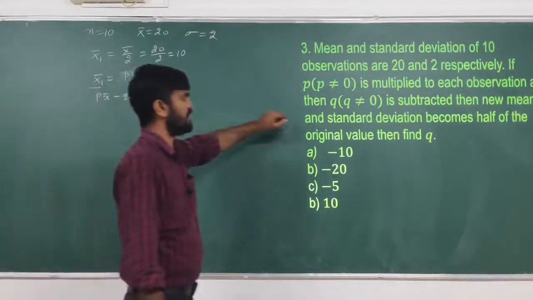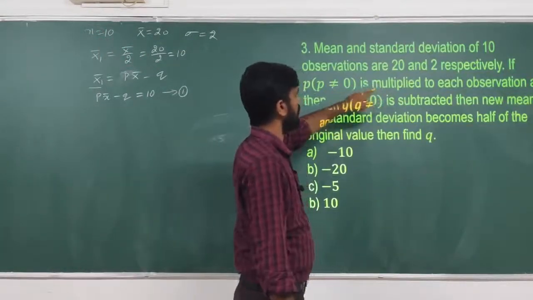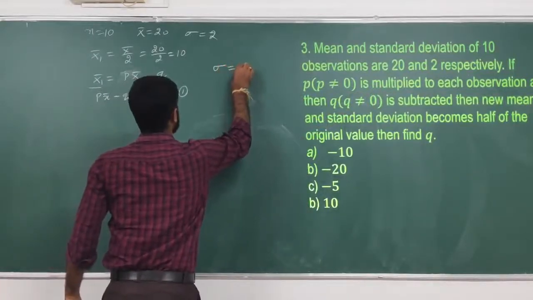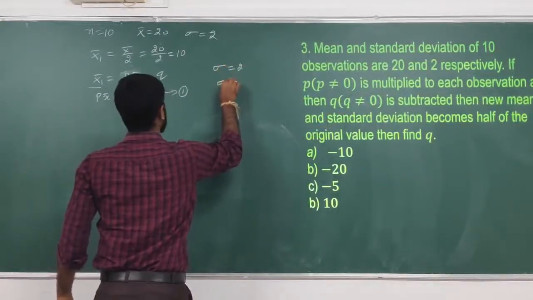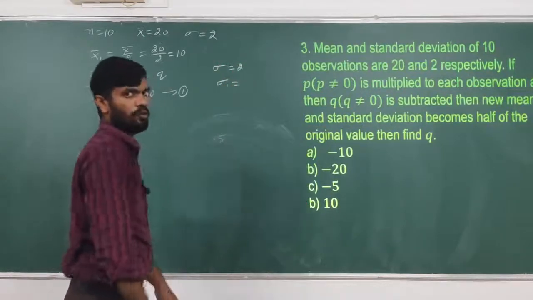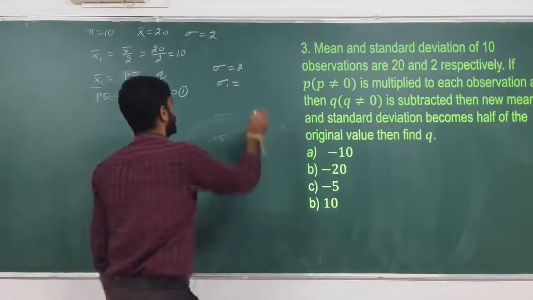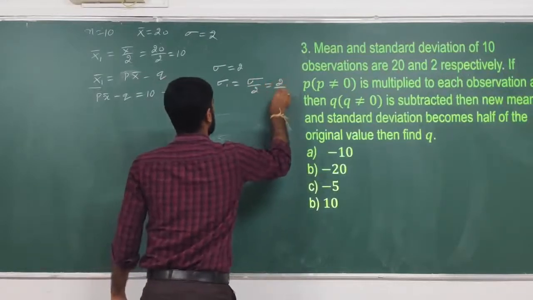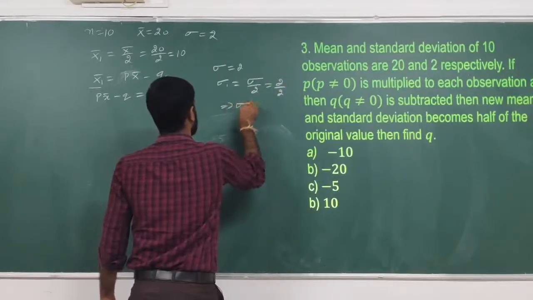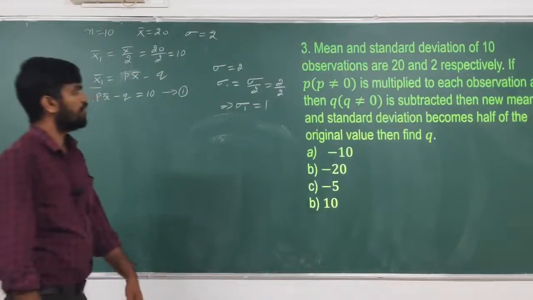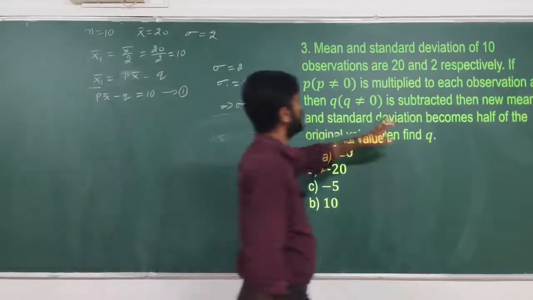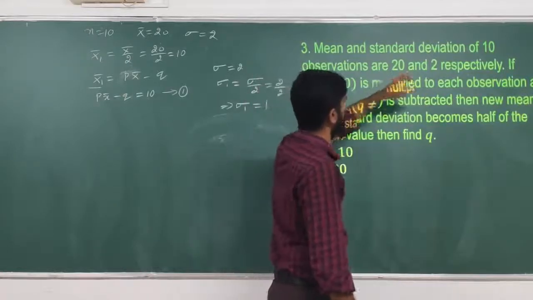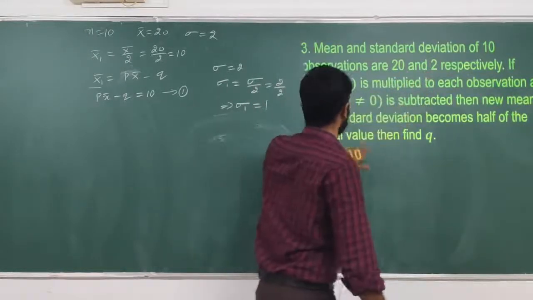Now for standard deviation, sigma is equal to 2. Then sigma 1, the new standard deviation, is equal to sigma divided by 2, half of this, that is 2 by 2. That implies sigma 1 is equal to 1. So we know the value of the new standard deviation. The new standard deviation is half of the original. The original is 2, half of this is 1.